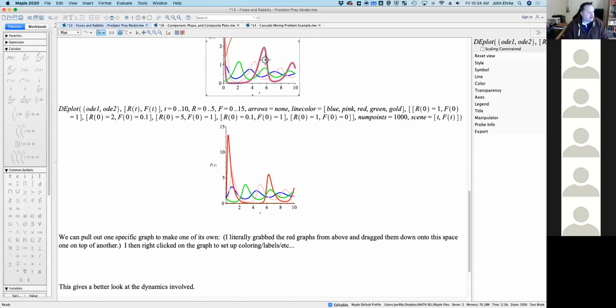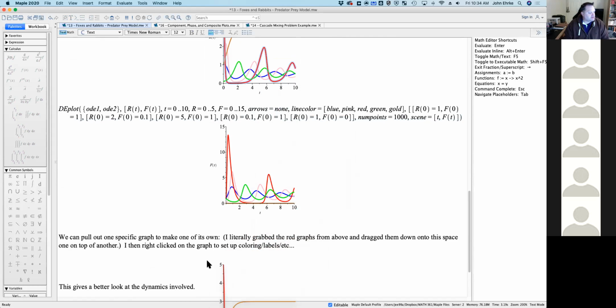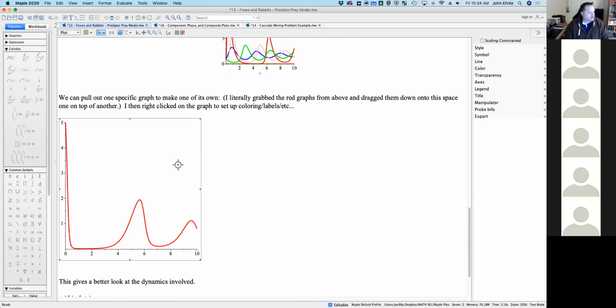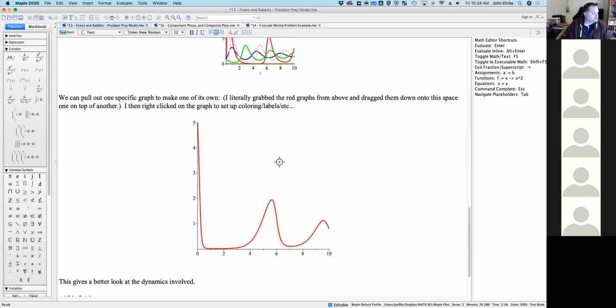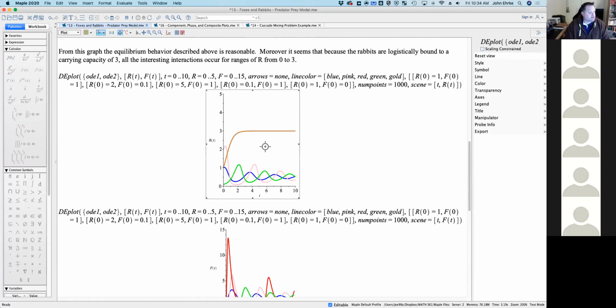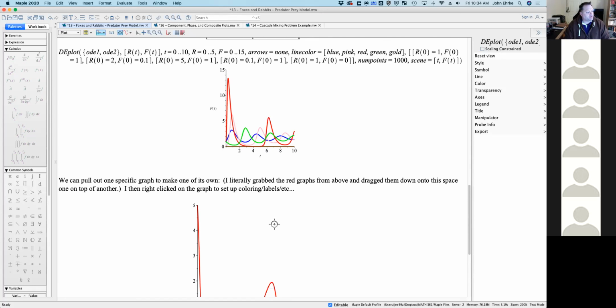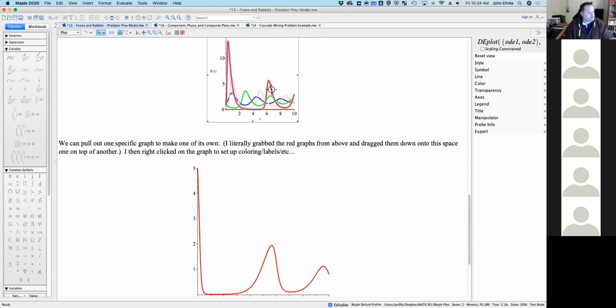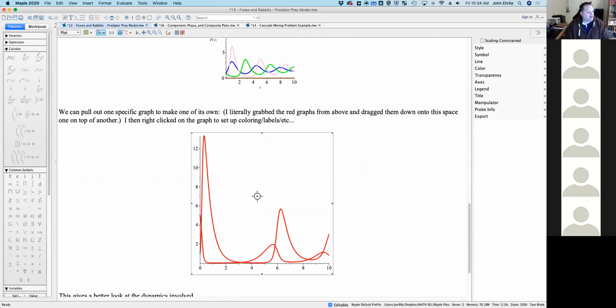I'm going to highlight this red curve by clicking on it, and then I'm going to drag and pull it down to this open spot. Notice that it just pulled out the red part of that graph and has it all by itself. I'm going to center it real quick. So this is the part that came from here. Notice it's missing from this plot now because I pulled it out to this new one. I can do the same thing here. I can take from the foxes, drag it down on top of this one, and it'll add it to this one.